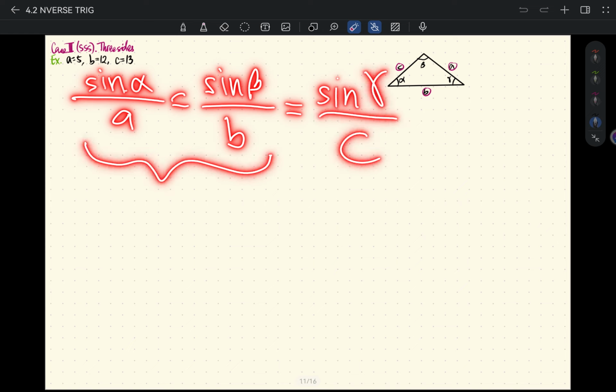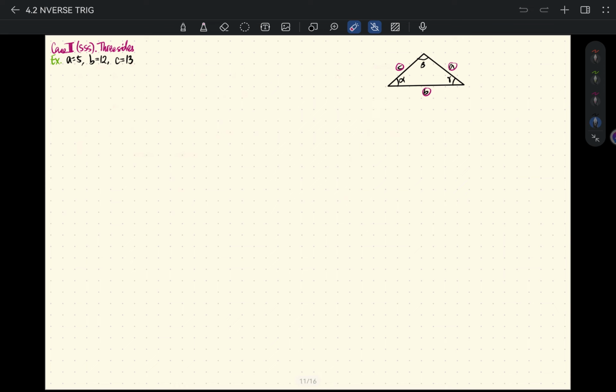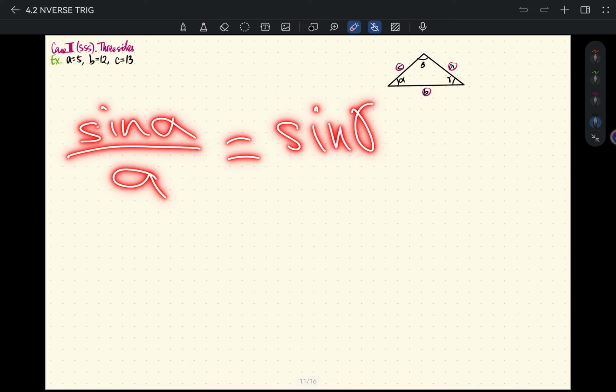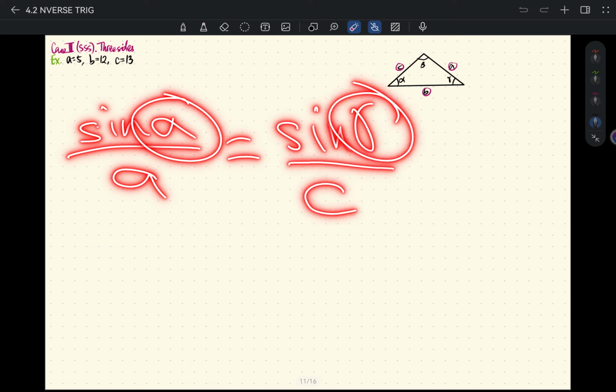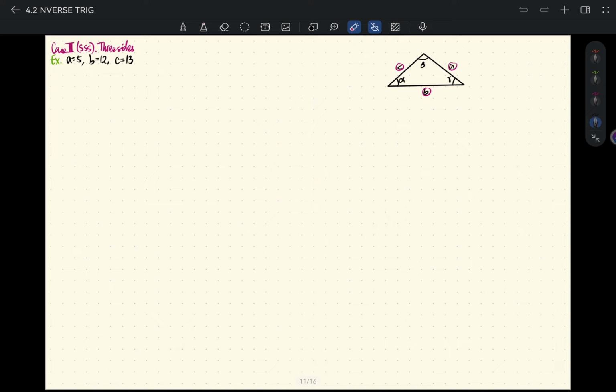If I pick this one right here, I have A and B, but I don't have alpha and beta. And similarly, if I pick this one, I don't have beta and gamma. And if I pick this one right here, then I don't have alpha and gamma. So in any configuration of the sine law, I am missing two values. In particular, we're missing the angles. So how do we proceed from this one? We can actually use the law of cosines.